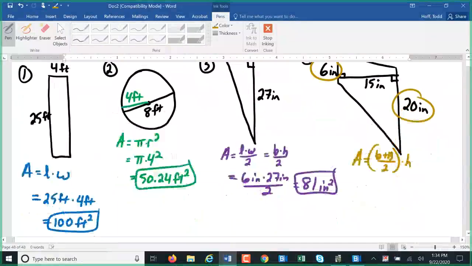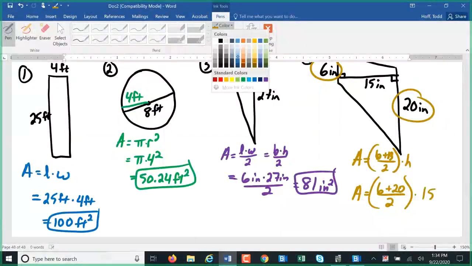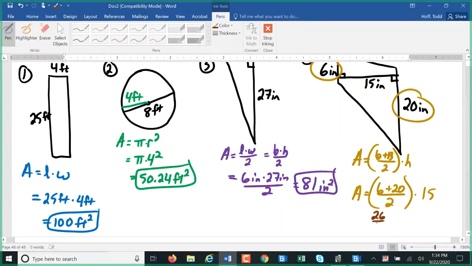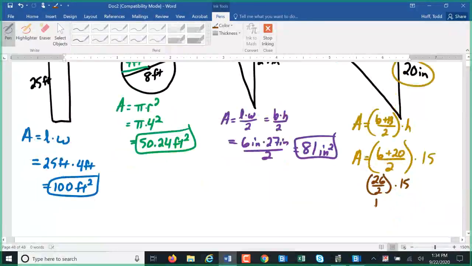So here that area will be 6 plus 20 divided by 2, and then times our height of 15. So 6 plus 20 is 26. 26 divided by 2 is 13. We can get rid of the parentheses there. 13 times 15 is, what is that, 195 square inches.